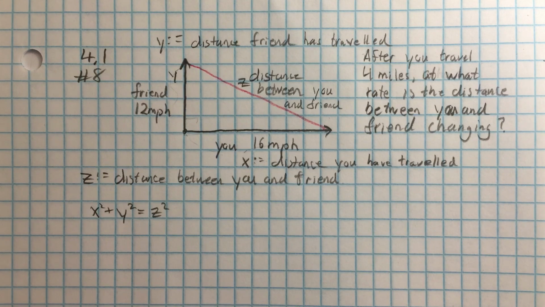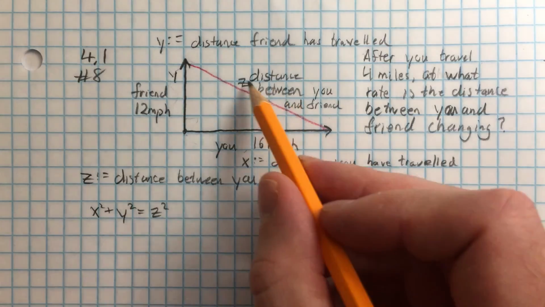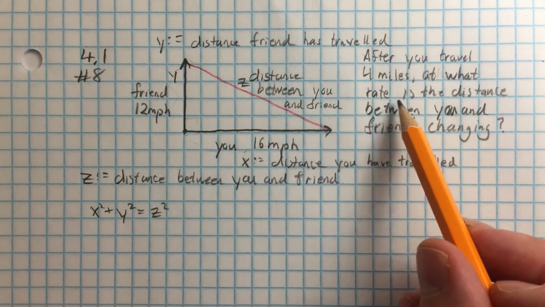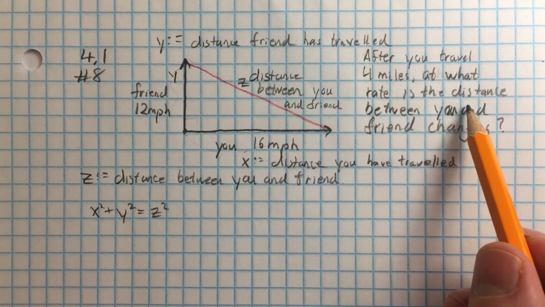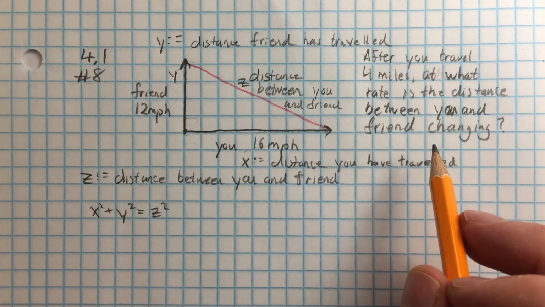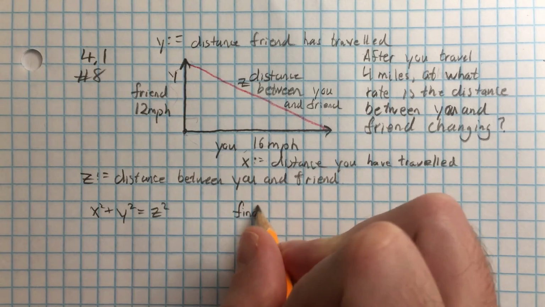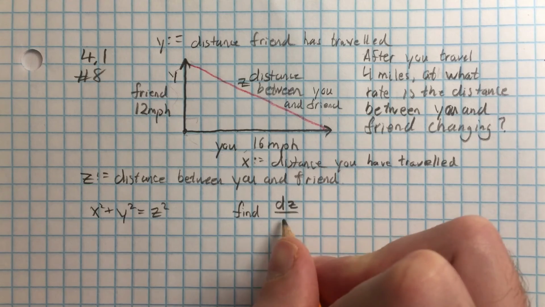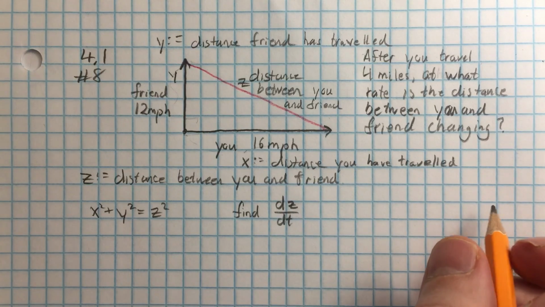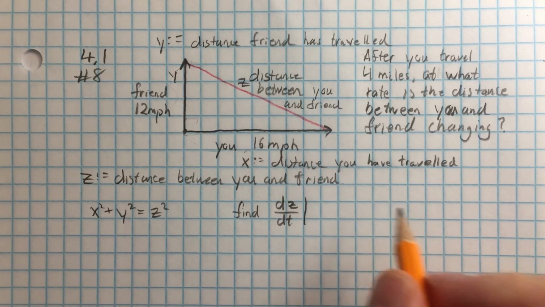Now, what are we actually trying to find though? Right, we're trying to find how z is changing, right? If z is this distance, they said, what is the rate of change of the distance between you and friend, right when you have traveled 4 miles. So I'm supposed to find dz/dt. Okay? How fast is that rate changing? Right when what? Right when you have traveled 4 miles.